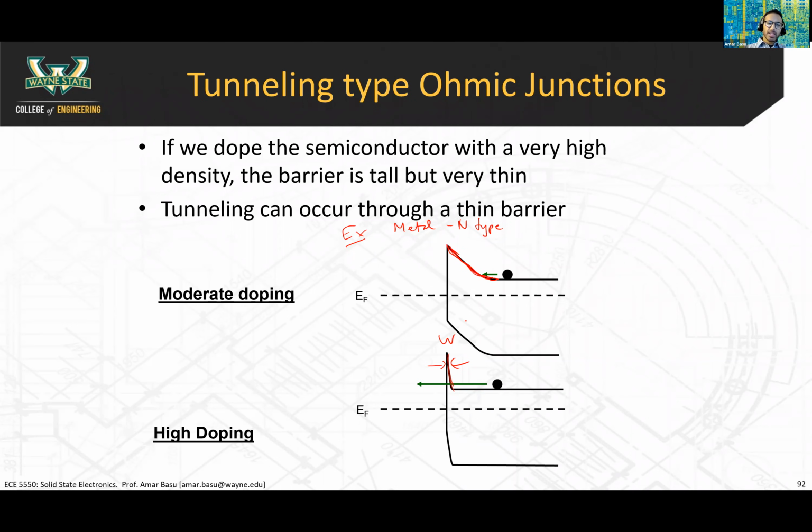So if you take an N-type material and you have a metal and N-type junction, you will just want to ensure that regardless of the metal work function, you get an ohmic junction. This is one way to do it. You just dope the material very, very high. Okay, now I'm going to draw out what I mean by this.